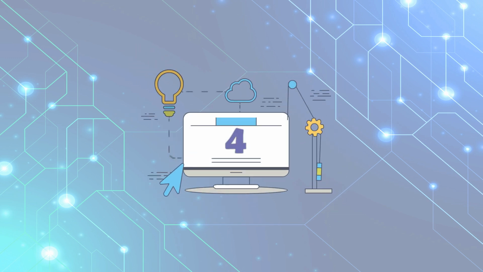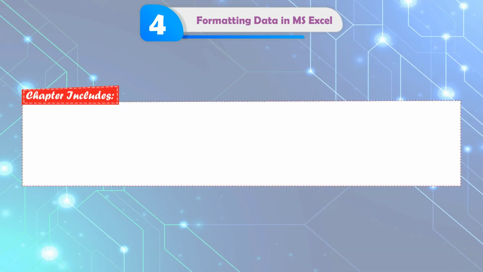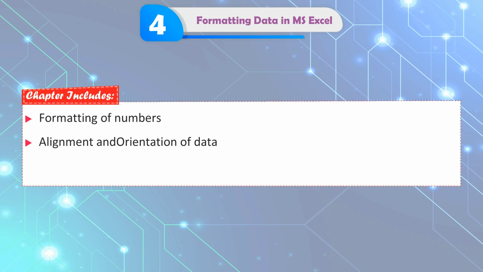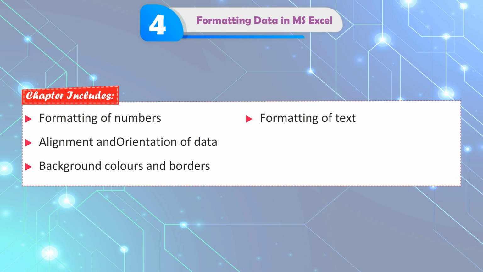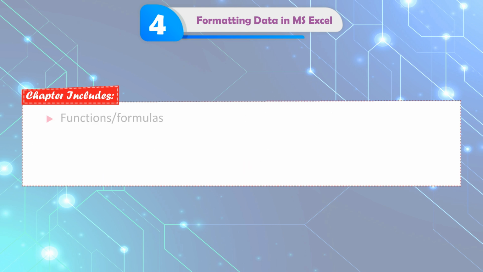Chapter 4: Formatting Data in MS Excel. The chapter includes formatting of numbers, alignment and orientation of data, background colors and borders, formatting of text, formatting of cells, hide or unhide of rows, columns, functions, formulas, classification of functions.